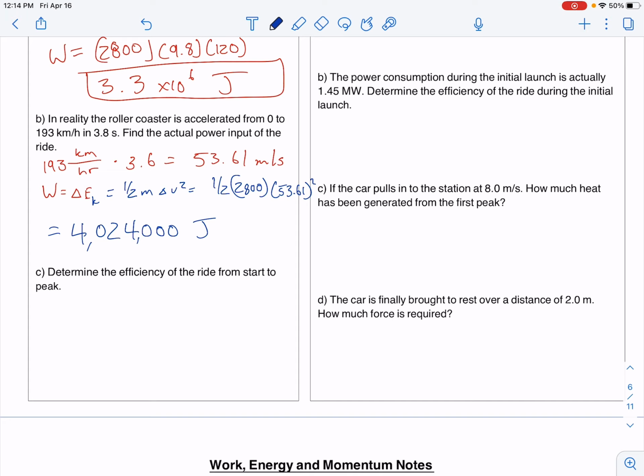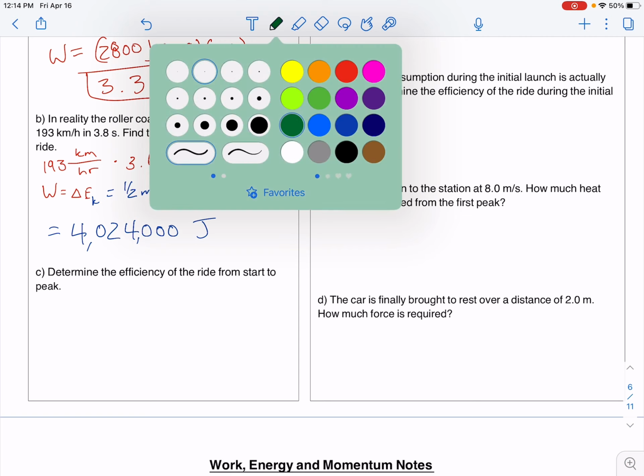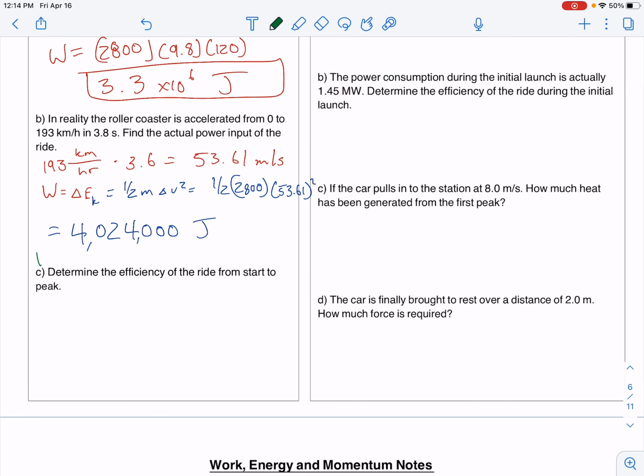Still need to find the power input. All right, so I know that power input is going to be our work divided by our time. So the number we just got, divided by our time, which was 3.8 seconds. We got 1.06 times 10 to the 6th power watts.